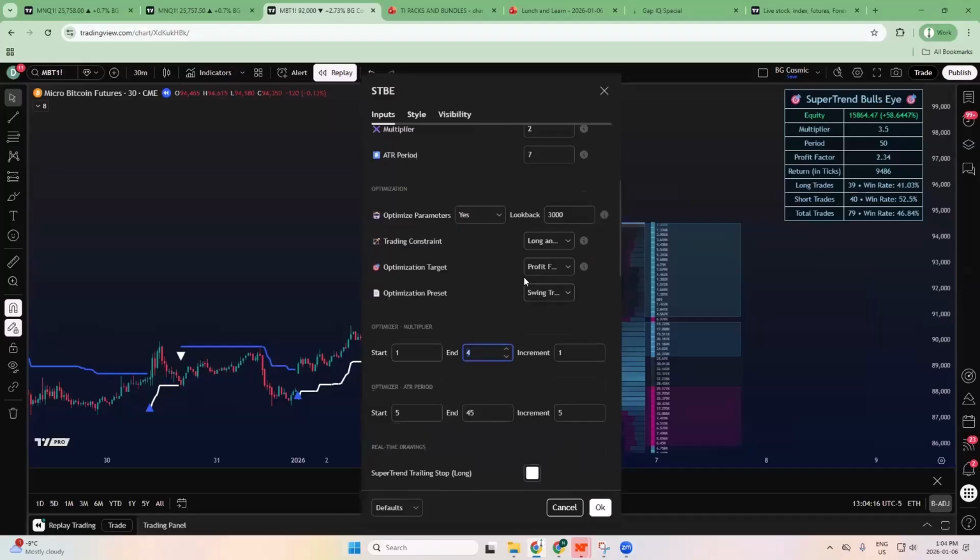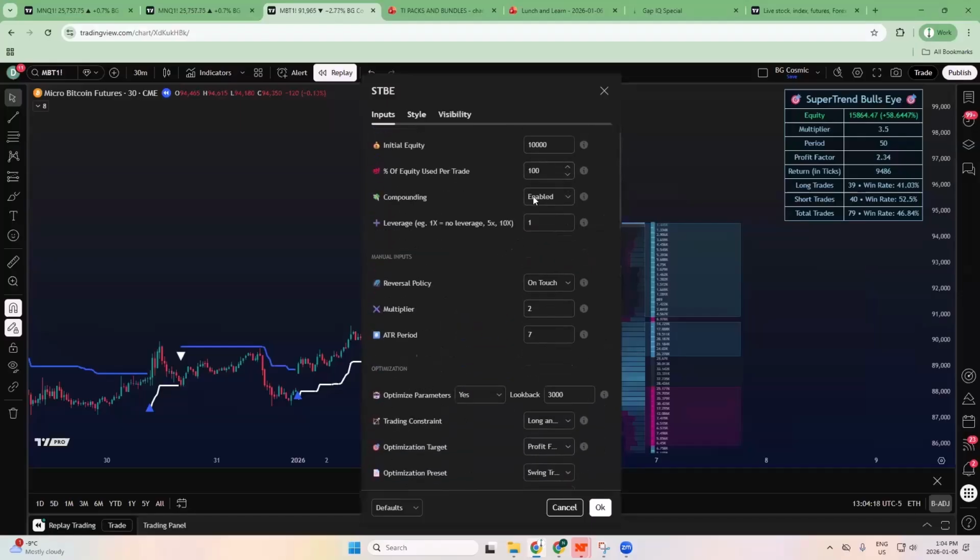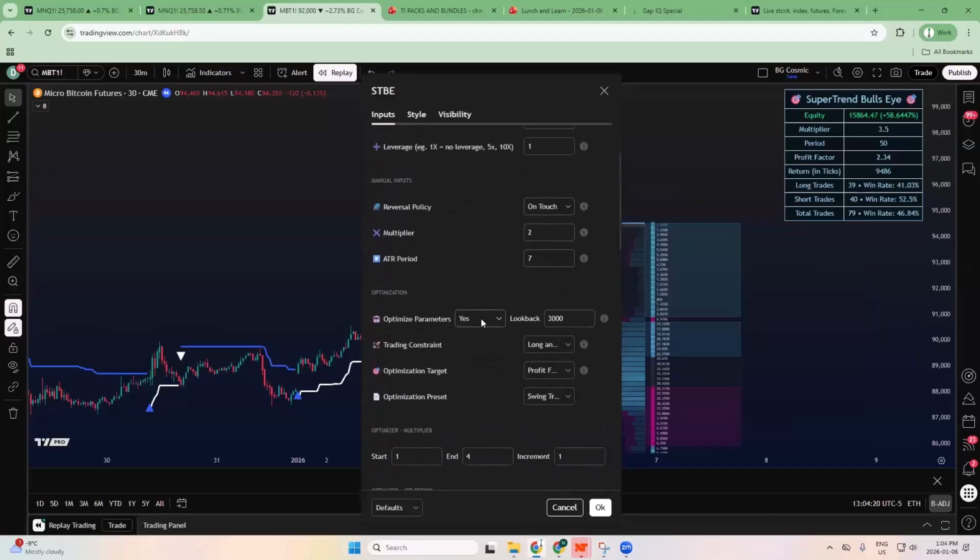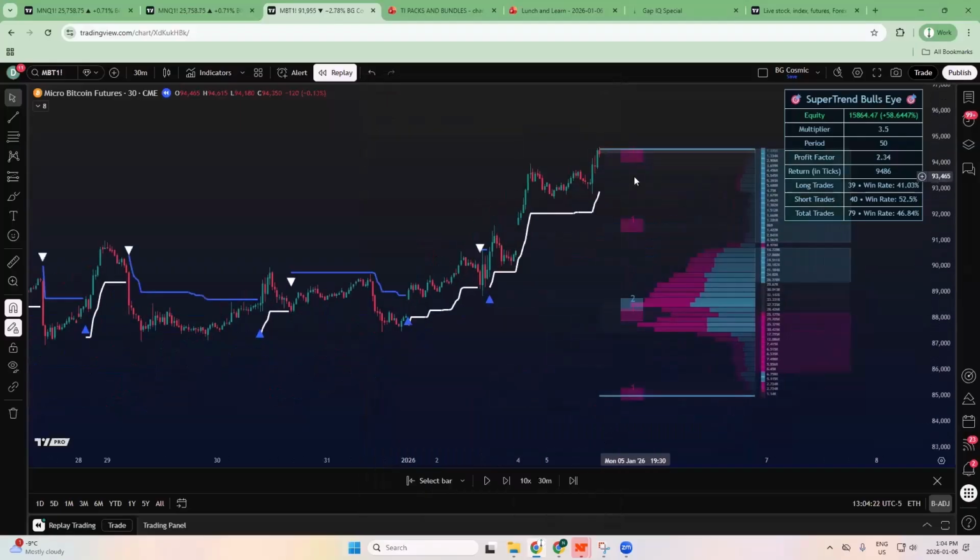Senna wants to know, is this indicator available on MotiveWave? Yes, it is. It works fantastic on MotiveWave. And as I mentioned, on MotiveWave, there's no limit on how many bars you want to go back.